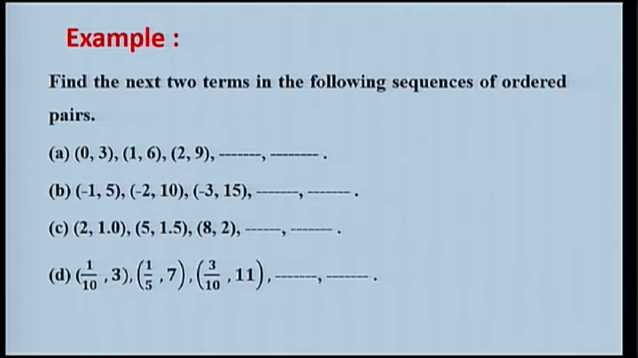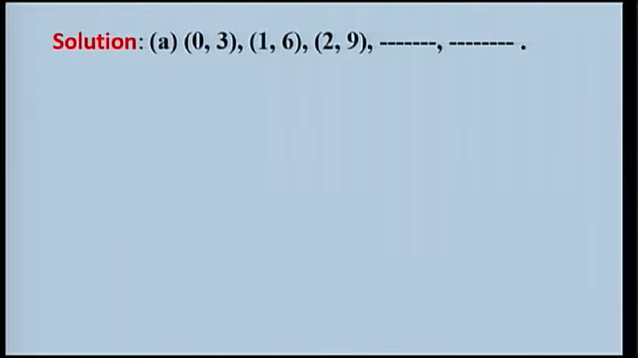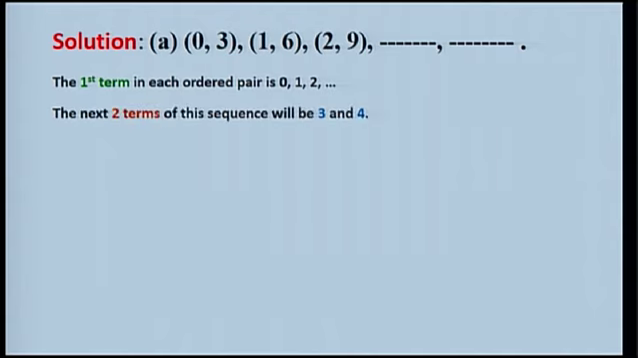Let us consider the example below. Find the next two terms in the following sequences of ordered pairs. So here we have four parts. Let us have a look at the solution. Part A: (0, 3), (1, 6), (2, 9), and we need to find the next two terms. So the first term in each ordered pair will be 0, 1, 2, and so on. So what will be the next two terms for this sequence? 3 and 4. So we can already start filling the next two terms.